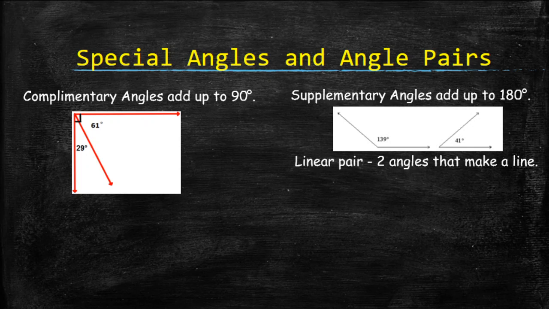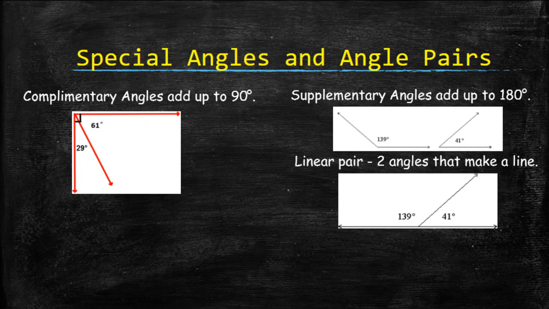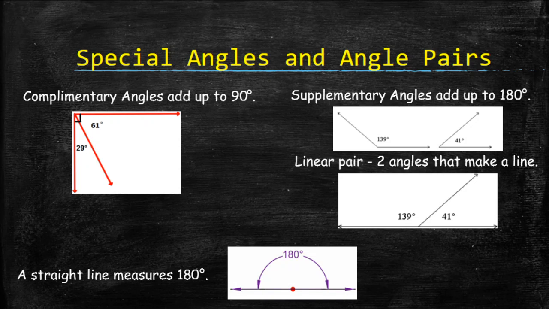We have supplementary angles that add up to 180 degrees. You also have linear pairs, which are two angles that make a line. Both of those are supplementary. So supplementary adds up to 180. A linear pair is always supplementary because it makes a line. A straight line measures exactly 180 degrees. We can also call those a straight angle.